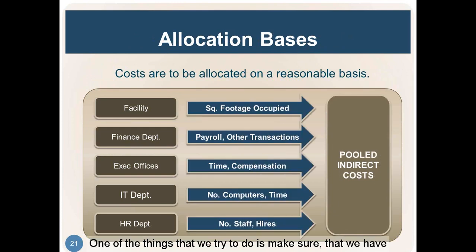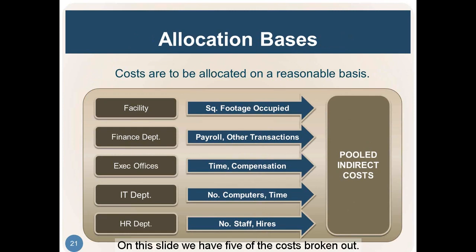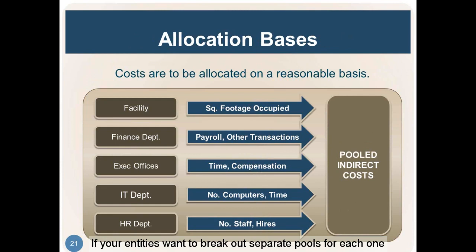One of the things that we try to do is make sure, and we hope that you try to, is make sure the costs are allocated on a reasonable basis. On this slide, we got the 5 of the costs broken out. If your entities wanted to break out separate pools for each one of these costs and assign those costs on the corresponding method, that's perfectly reasonable to do that. Most agencies in CSBG are not that sophisticated and generally take all of their indirect costs and put it in one pool. This really kind of illustrates it almost as 5 different pools making up their indirect costs.